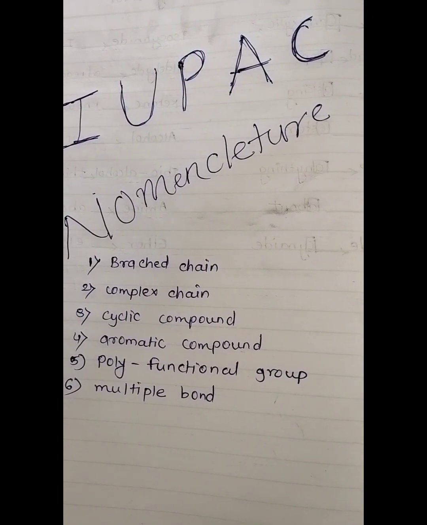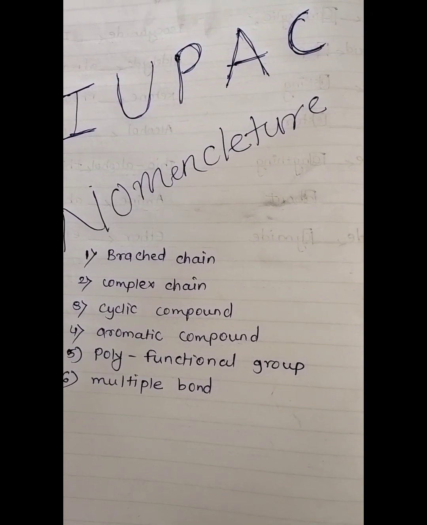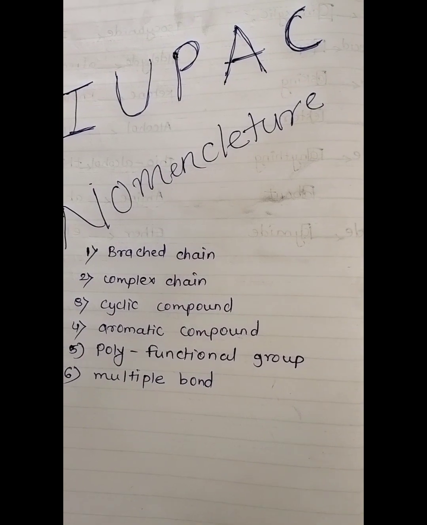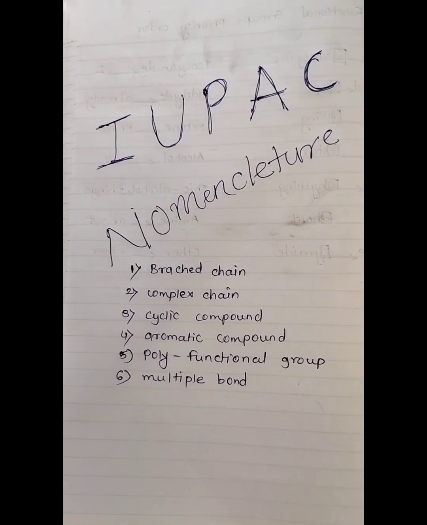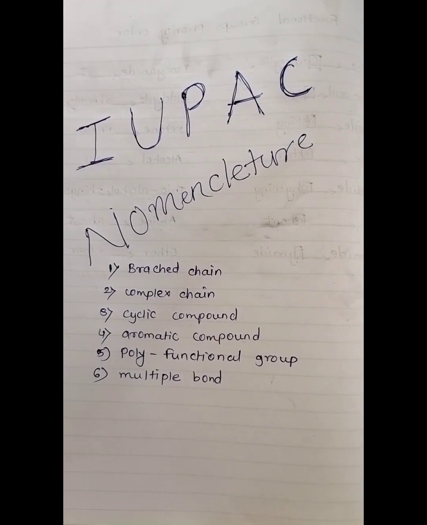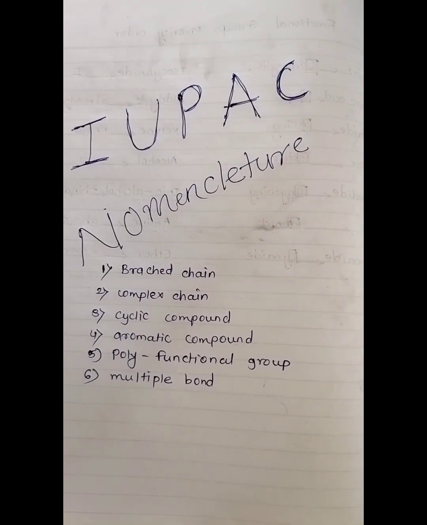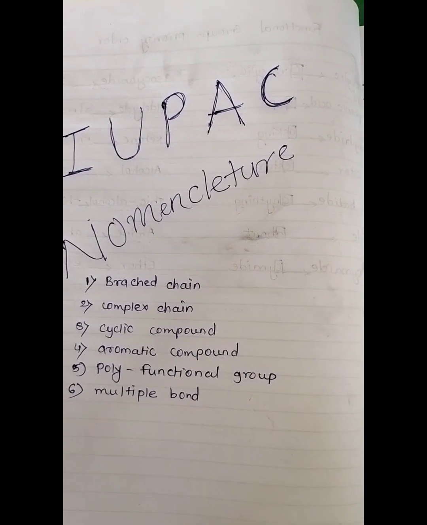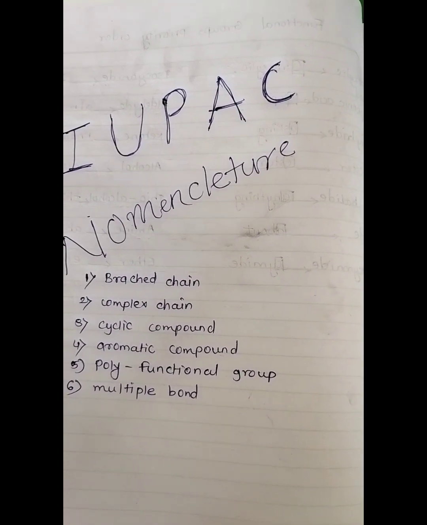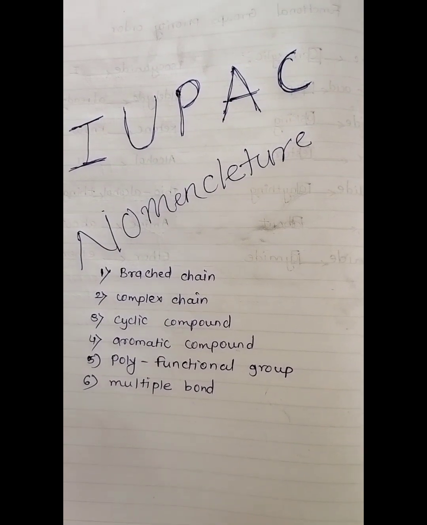Hello guys, this is Chemistry and you are watching IUPAC naming A to Z rules. We will do all the rules in this topic: branch chain, complex chain, cyclic compound, aromatic compound, polyfunctional group, multiple bond. All these rules we will see here.